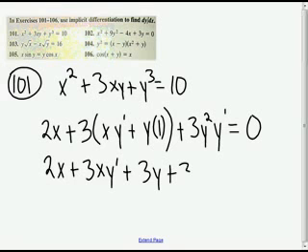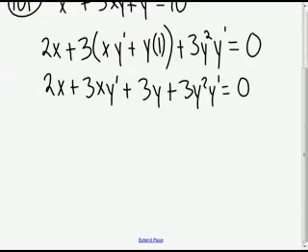Now let's move on to y cubed. So I'm going to get 3y squared, but again, that's dy dx, or y prime as we kind of prefer to write it. On the right-hand side, the derivative of any constant is just 0, so that's what I get after I've taken the derivative.